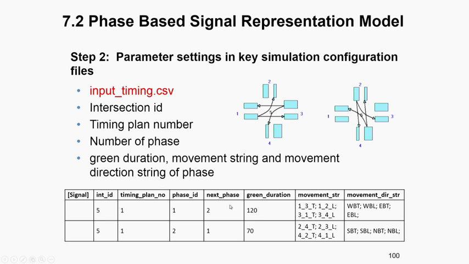information for DTA light. We have the green duration for each phase and the corresponding movement strings and movement direction strings, which you can provide and add in the NEXTA interface. In this example, we have 2 phases, phase 1 and phase 2. Okay.